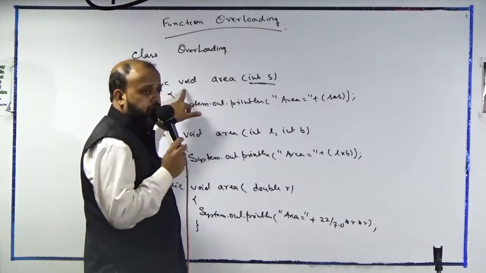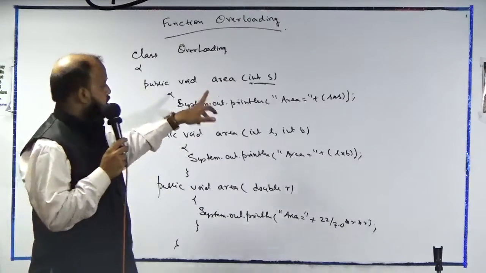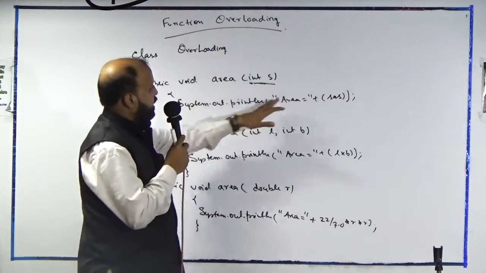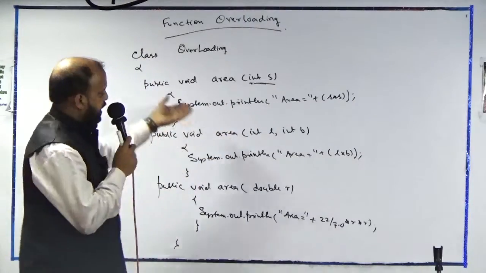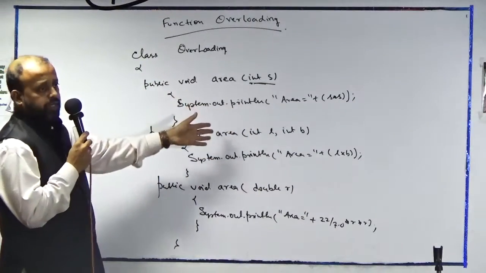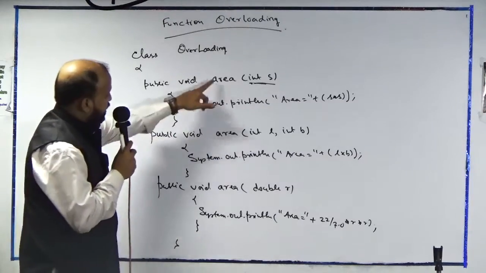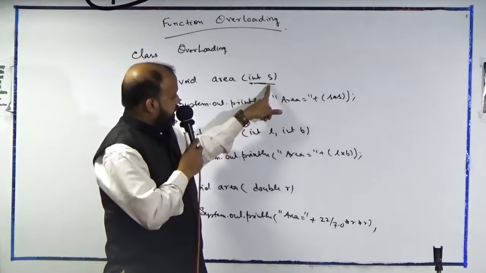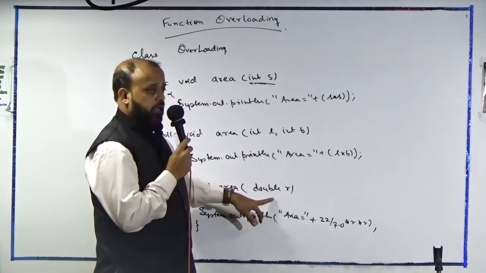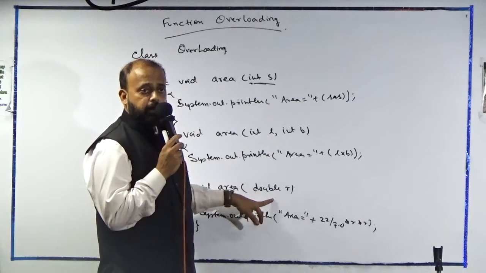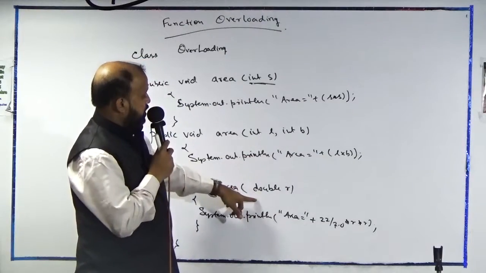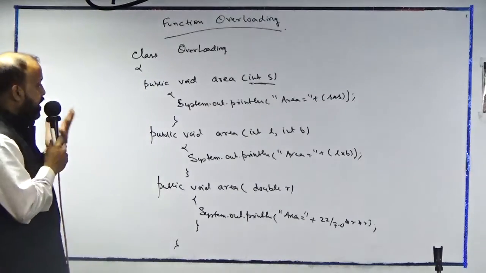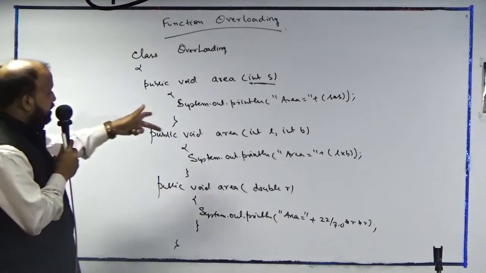Void if your function is not returning a value. Void area, it's taking one integer, calculating and printing. I have done it in one line. You can take a variable, store it and then print it. Same public void area, these three things, same name. What is the difference? I am taking one integer here, two integers, and third one a double. It makes it function overloading. I hope that's clear.